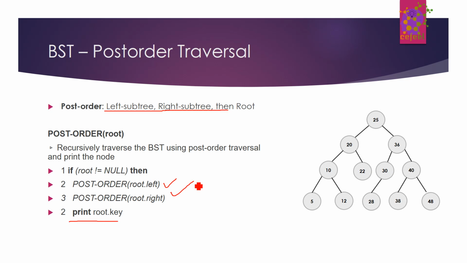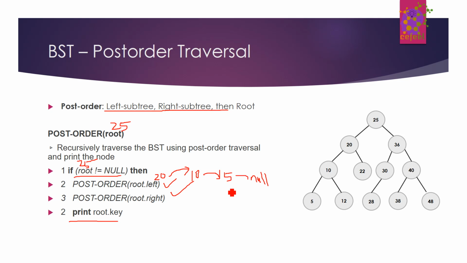So this is the same binary search tree, and we start with 25. First root is 25, and then 25 is not null, so this will call the left subtree first, which means root dot left will be passed 20, which will call recursively again its left subtree, which is 10, which will call 5, and then 5 will call null. Null will return back because the if condition will fail.